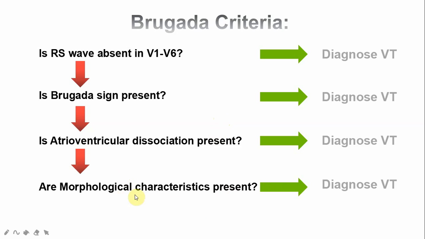So there are two types of morphological patterns. One is the right bundle branch block morphology, and the other one is the left bundle branch block morphology. And we have talked about it. Please go back to the previous slides and have a look at those morphological patterns. Now, if all these 4 criteria are absent, then we'll have to diagnose it as SVT with aberrancy.